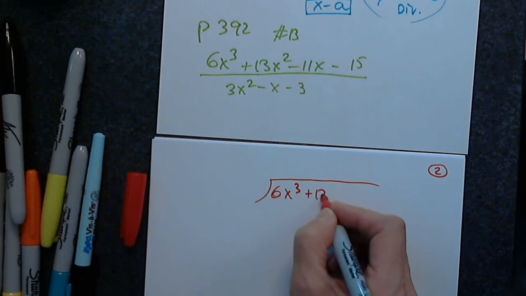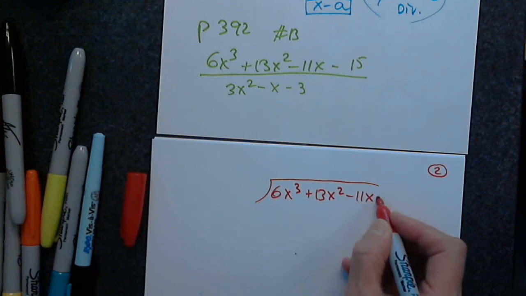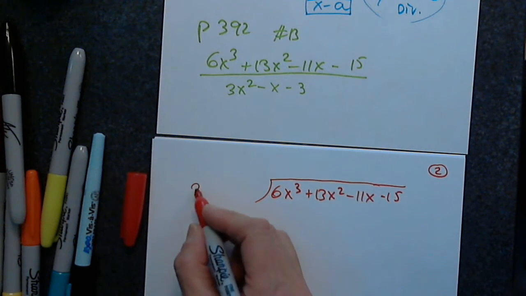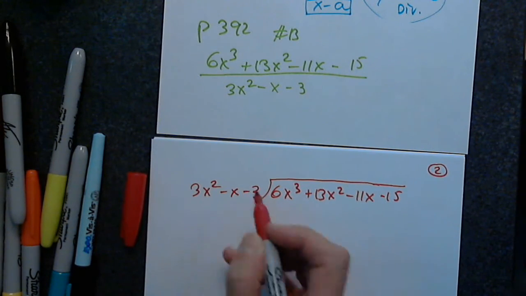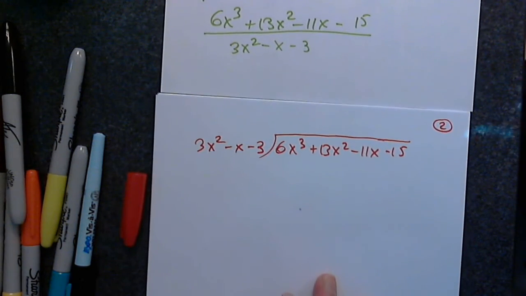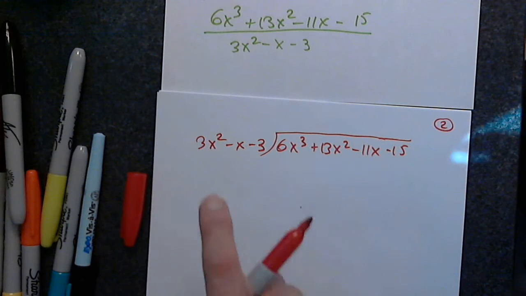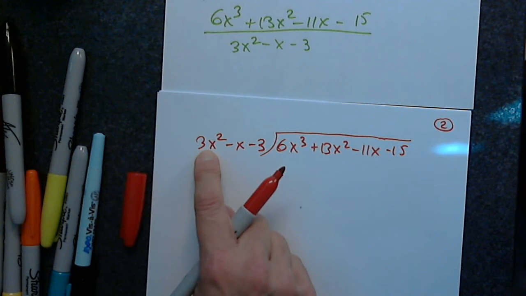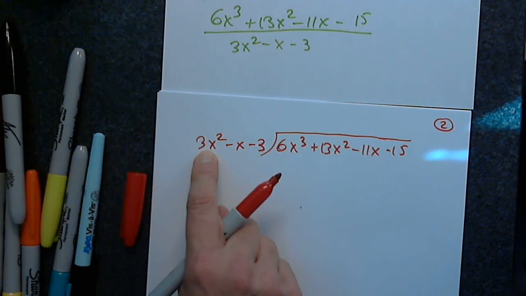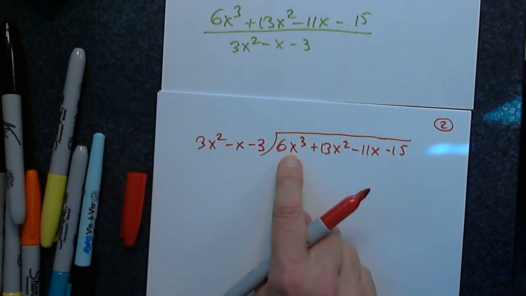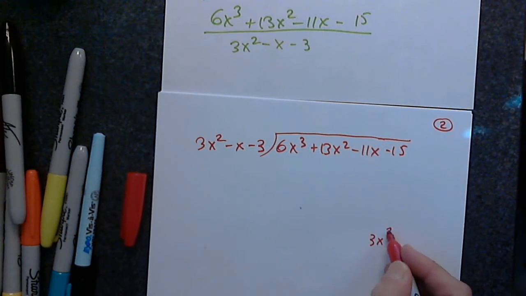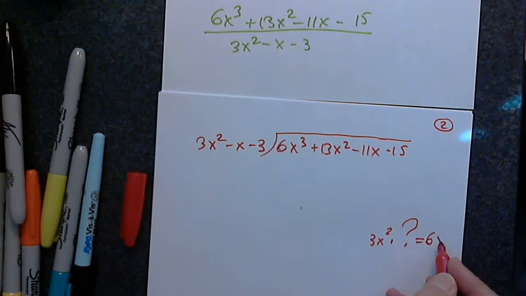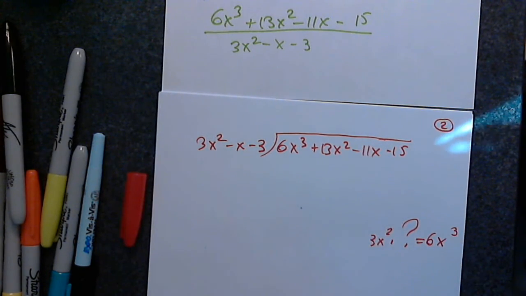6x cubed plus 13x squared minus 11x minus 15 divided by 3x squared minus x minus 3. First question, 3x squared multiplied by what is 6x cubed? So 3x squared multiplied by what is 6x cubed? Indeed.